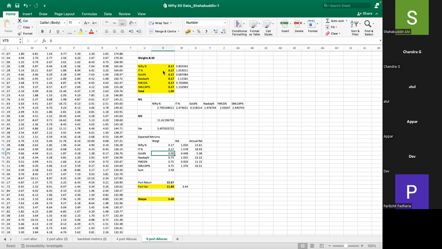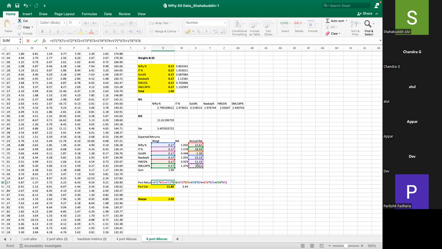No. What he says is delete that expected returns, weight, and annual returns. But then no, expected return is needed. Otherwise, Sharpe will not be calculated. Right? Maybe now we need to calculate this portfolio return formula. No. Into W only, right? Okay, sorry. Yeah, correct. Is it correct? Yeah, this is correct.